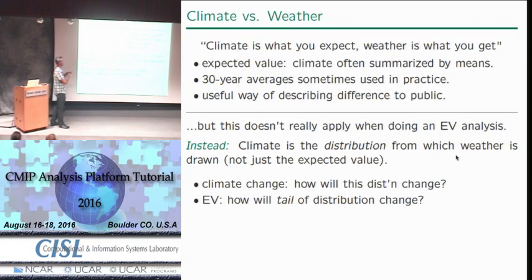This quote is, I think, very useful in trying to describe the difference between climate and weather to the public. But I can't use this quote if I want to do an extreme value analysis, because what I want to talk about is the tail of the distribution. And if we're just talking about the expected value, well, we're not in the tail, right? And so the way I think of climate is that climate is the distribution from which the weather is drawn.